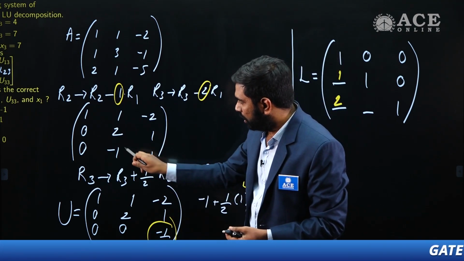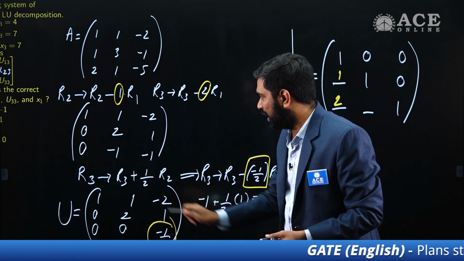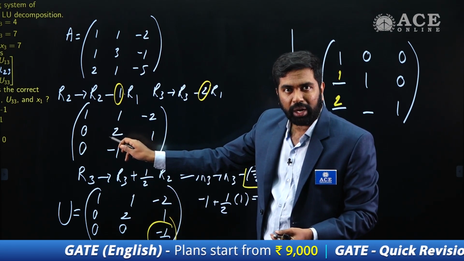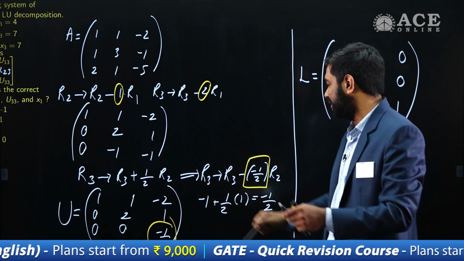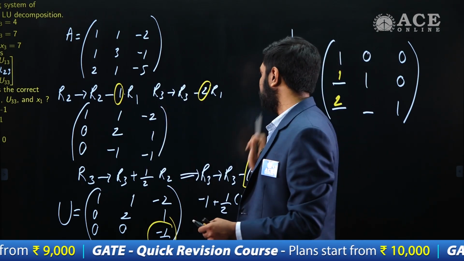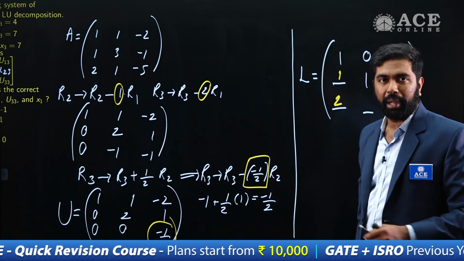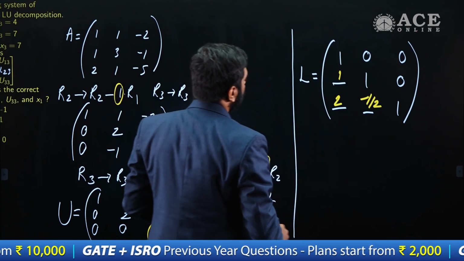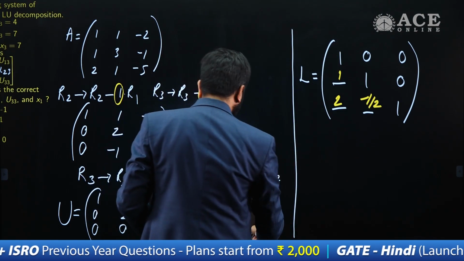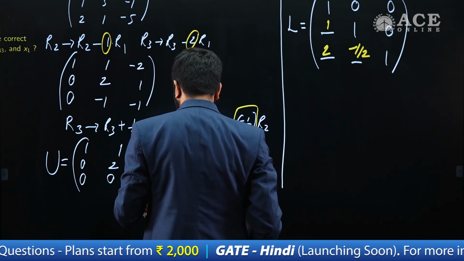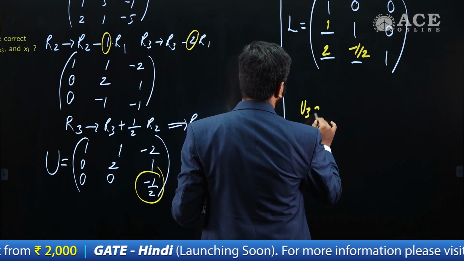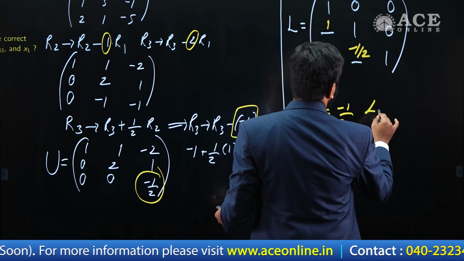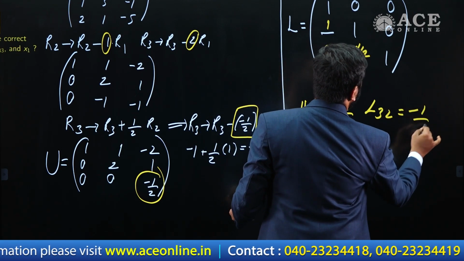Look at the second step. Now I want to make this element 0. So what is that coefficient you multiplied to R2 and then subtracted from R3? Subtracted. All the time this subtraction is important. So what was that coefficient? It was minus 1 by 2. So that minus 1 by 2 goes here. Now what is U33? We are done with this 2-mark question. U33 is simply minus 1 by 2. What is L32? It is also minus 1 by 2.